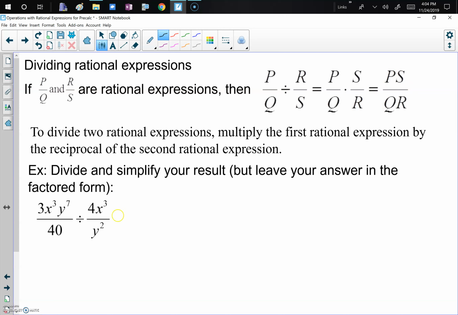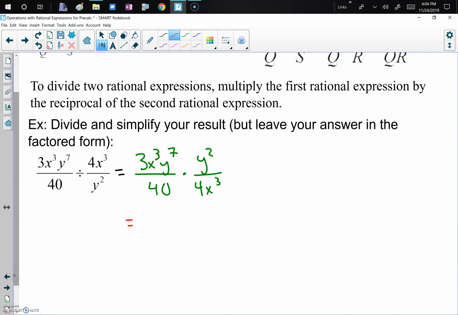So using that rule, the first thing I'm going to do is keep my first fraction the same and multiply by the reciprocal of my second fraction. So that's a good rule of thumb. Don't worry about simplifying or doing anything. Just go ahead and convert the division into multiplication. Then using the same rules that we did for multiplication, I want to simplify all of my factors here and write them all out in the factored form.